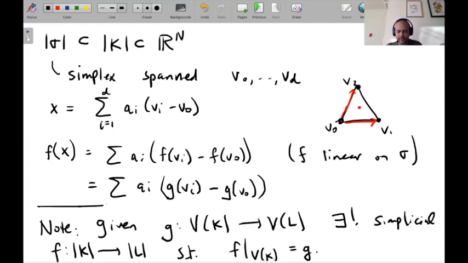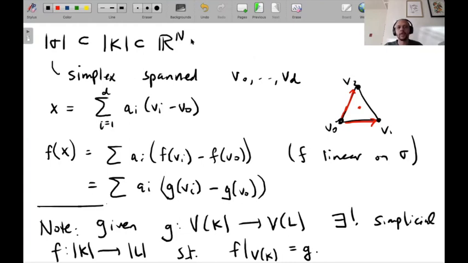Right. Okay. So this kind of has a very linear algebra flavor to it. You know, a linear map between vector spaces is determined by what it does to a basis, and given any map on a basis that defines a linear map. So simplicial maps are kind of like that, but for maps between simplicial complexes or their geometric realizations.